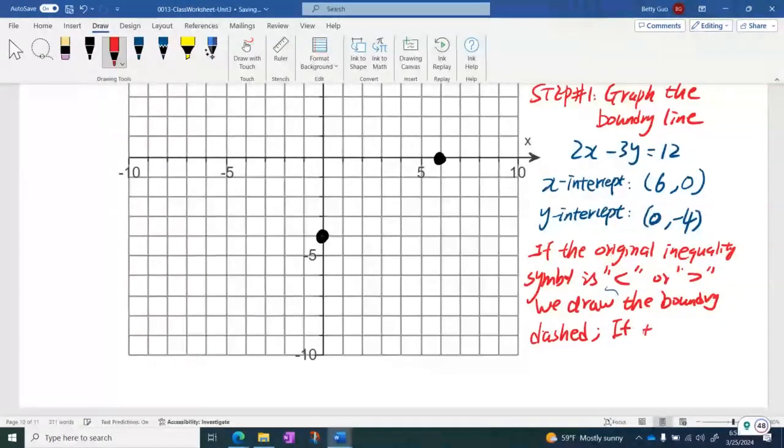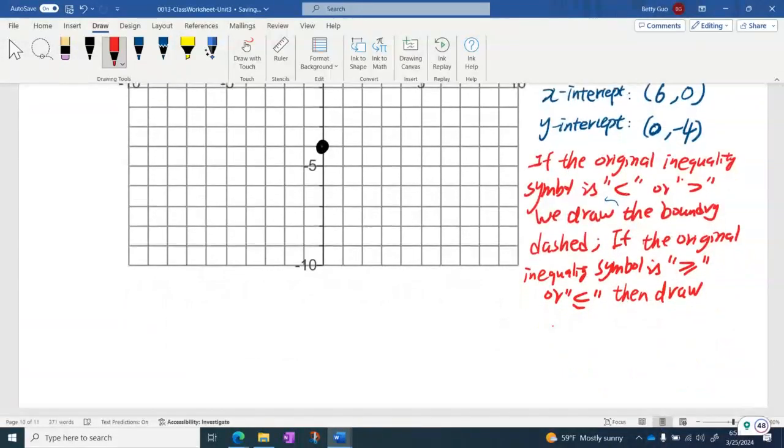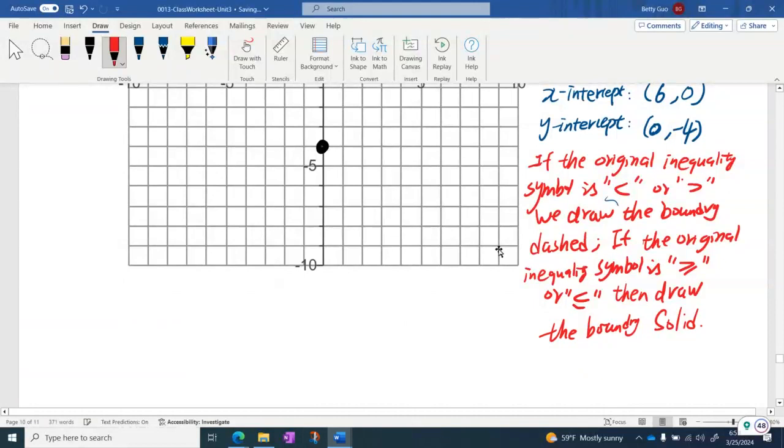The thing I'm writing in red, those are the rules we need to follow. If the original inequality symbol is greater than or equal to, or less than or equal to, with the bar underneath, then draw the boundary as a solid line. So this is the rule.